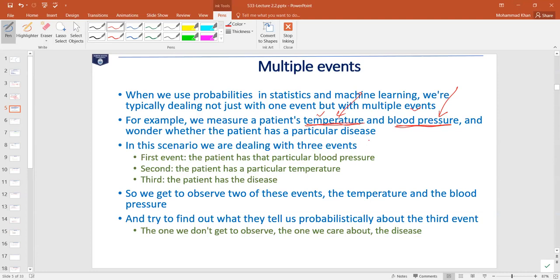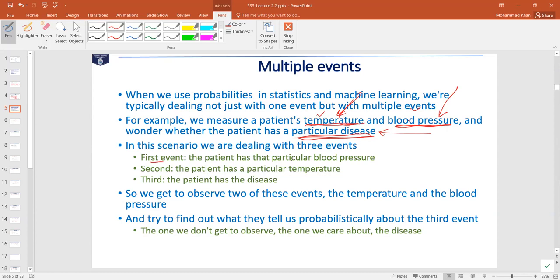Maybe he is interested in a particular disease, maybe a heart disease, maybe kidney failure or something. So basically he is taking some vitals, temperature, blood pressure, a sample of this metric from the sample space for any human, and the doctors are interested in finding another disease. So basically, the doctor is taking two events and trying to find out the probability of the third event.